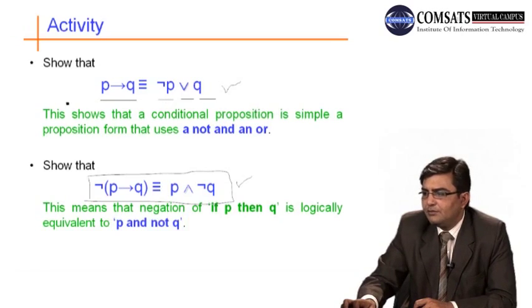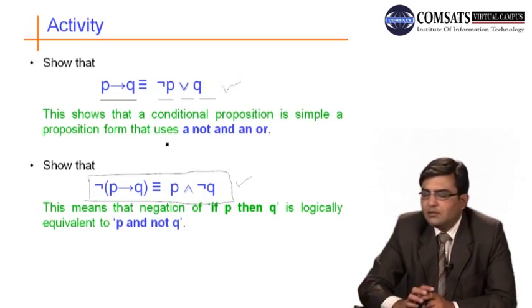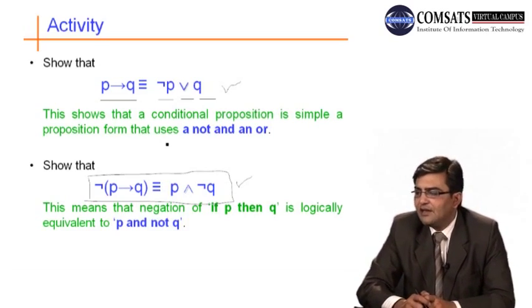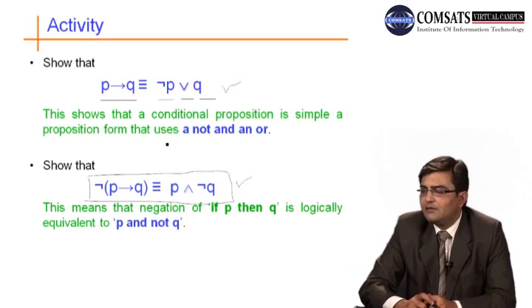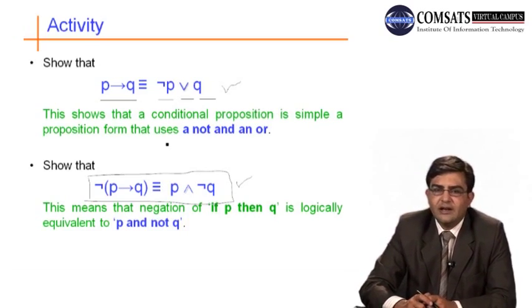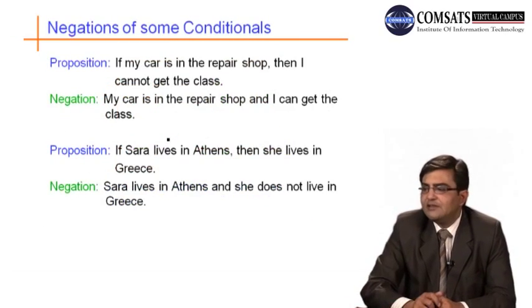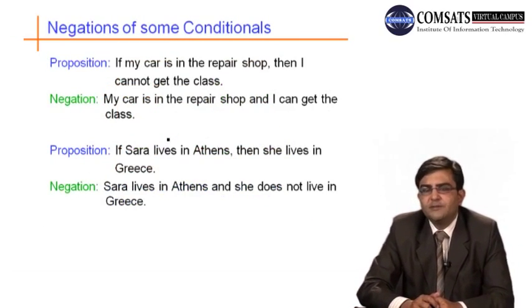So the negation of P implies Q is logically equivalent to P and not Q. This shows that the negation of a conditional statement can be written in the form of simple operators, which are and, or, and negation operators. Next, we see some examples of how we negate conditional statements.